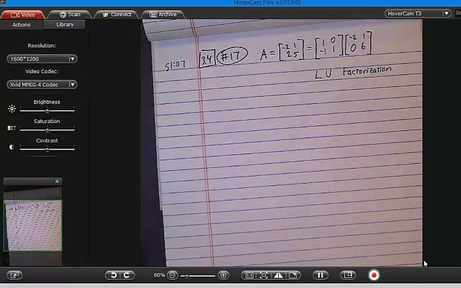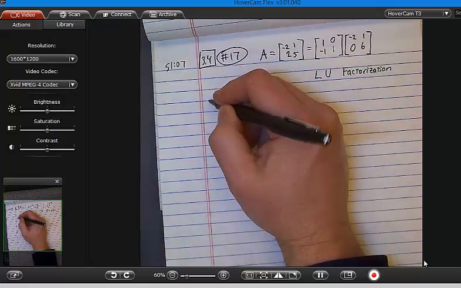Okay? Now, problem 1 is all about solving AX equals B. And then I gave you 15, which is something else to do with exercise 1. But 17 is about how to find A inverse.